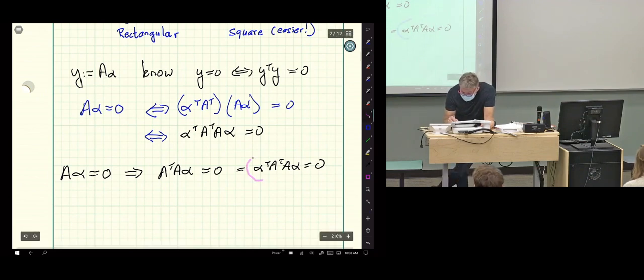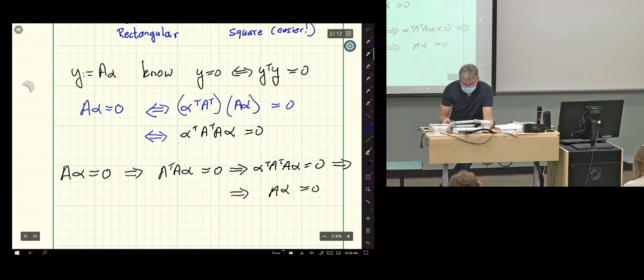But now look what I have here. Oops, this is supposed to have been implies. Look what I have here. This guy equals 0 implies this one equals 0. That's from our little fact. So this implies A times alpha equals 0. Okay, I'll let you write that down. We'll take stock. But let's see what we've got.